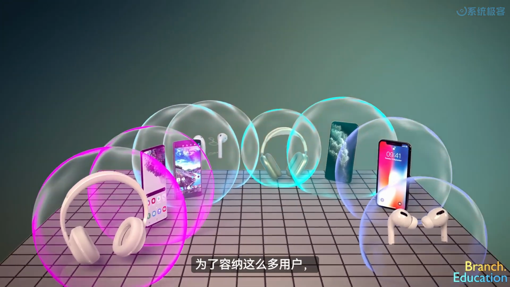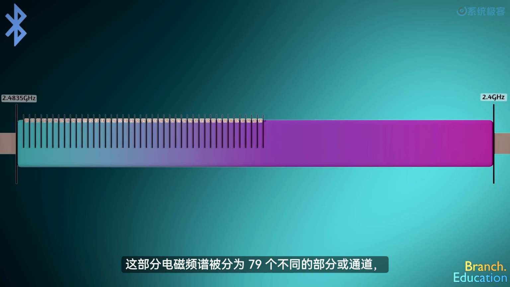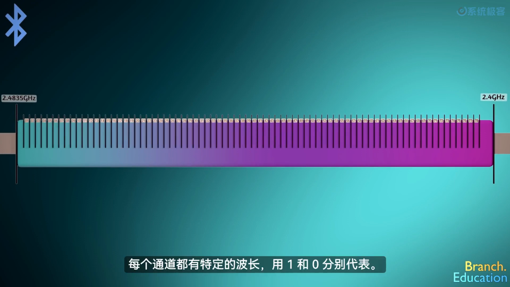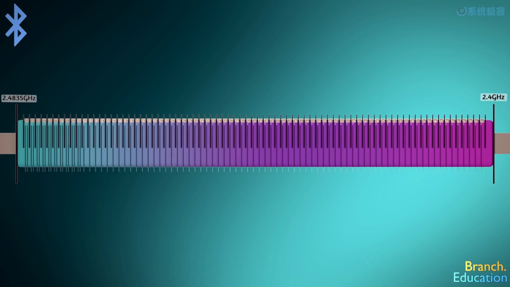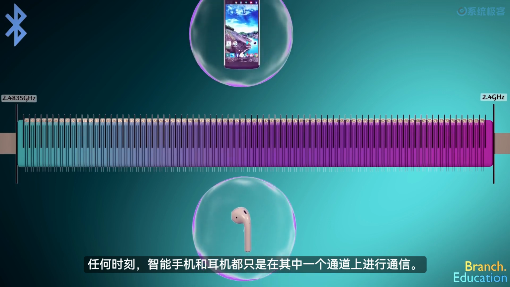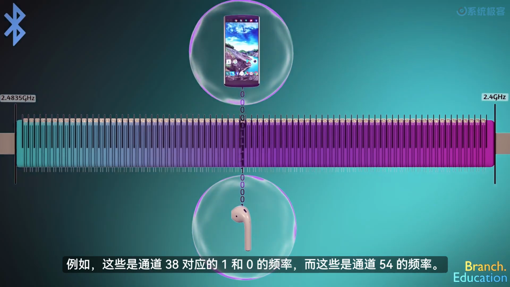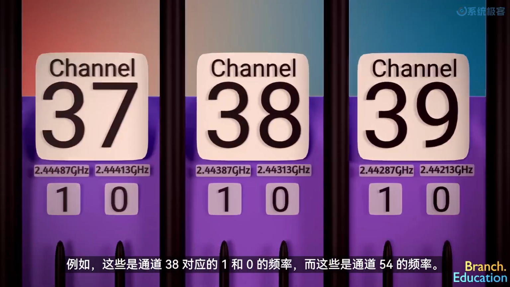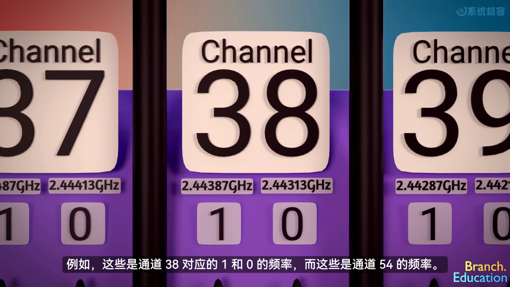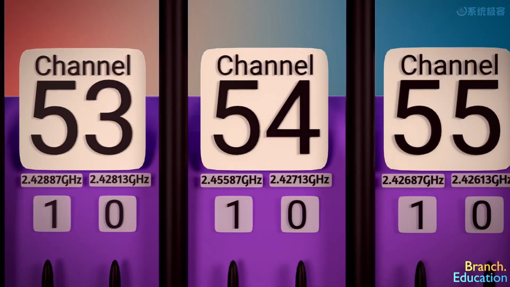To accommodate so many users, this section of the electromagnetic spectrum is broken up into 79 different sections or channels, with each channel having a specific wavelength for a 1 and another for a 0. And at any given moment, your smartphone and earbuds communicate across just one of these channels. For example, these are the frequencies for a 1 and a 0 in channel 38. Whereas these are the frequencies for channel 54.